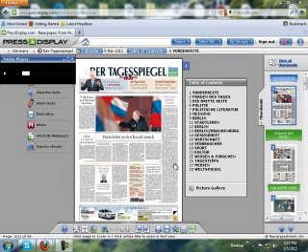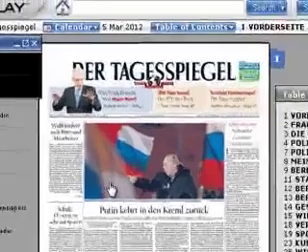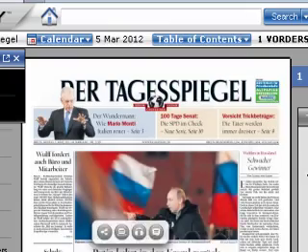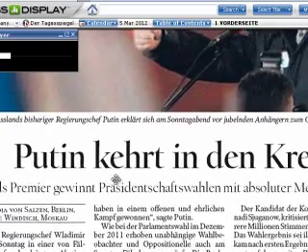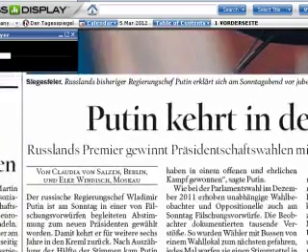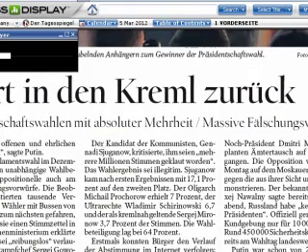Hello everyone. This is PressDisplay, and I went to the German newspapers and I chose this one, the Tagesspiegel. You see that it is from March 5, so it's from today actually. I can make it bigger. I go here, and then here you have it very big, an article about Putin comes back to the Kremlin in German, right? And I make it smaller again.